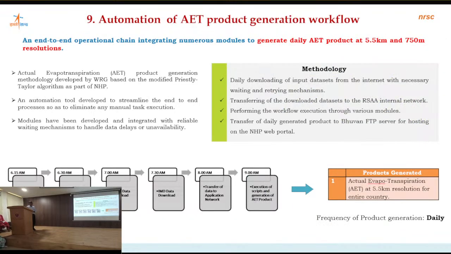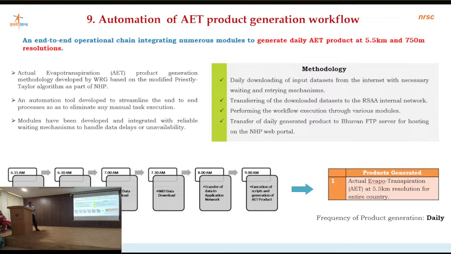Again, one more model, which is popularly known as the evapotranspiration model, which is called AICTE. The evapotranspiration model will be used for the water balance models. So there are 2 products, AICTE evapotranspiration, and also some more models which are potential evapotranspiration models. So this is the methodology. In the morning at 6:15 it will run, and at 9 o'clock it will generate the products for entire India.